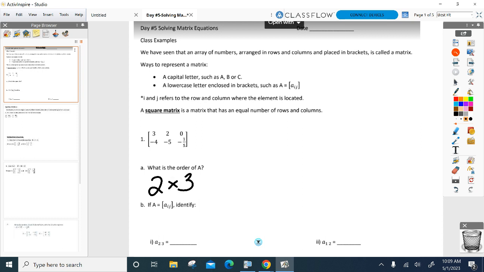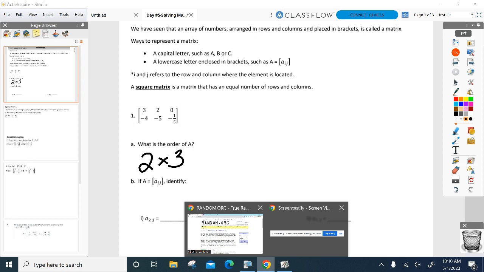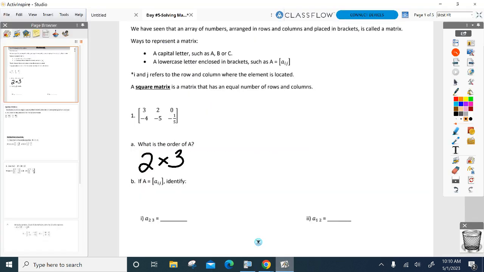Row by column. Okay, row by column. Number of rows times the number of columns. And that is also how you figure out what number I'm talking about here. So A2, row 2, column 3. Circle it if you need to. What's the intersection there? Row 2, column 3. 13. Negative 1/5 goes there.